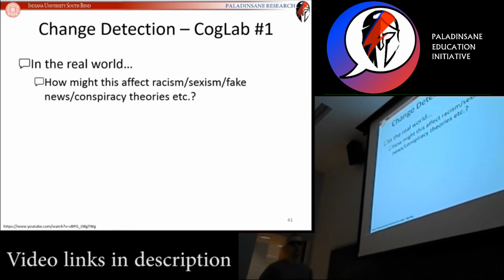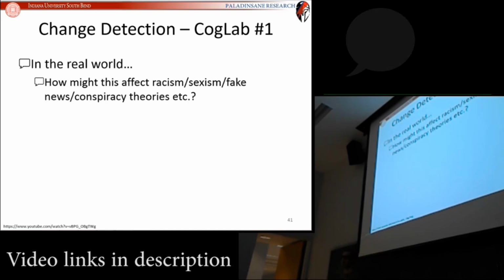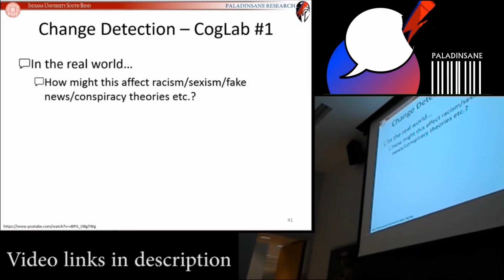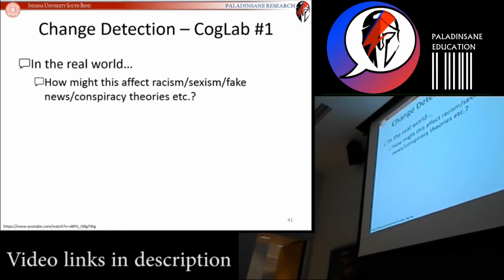In terms of fake news or conspiracy theories, this is again something that is occurring now. It's becoming more and more important. And change blindness can help us understand that as well, because what keeps going on with fake news and conspiracy theories is that people will seek out information that confirms what they know, and they will not pay attention to information that disconfirms what they know. They will be more likely to process information that comes from their group, and less likely to process information coming from outside their group.